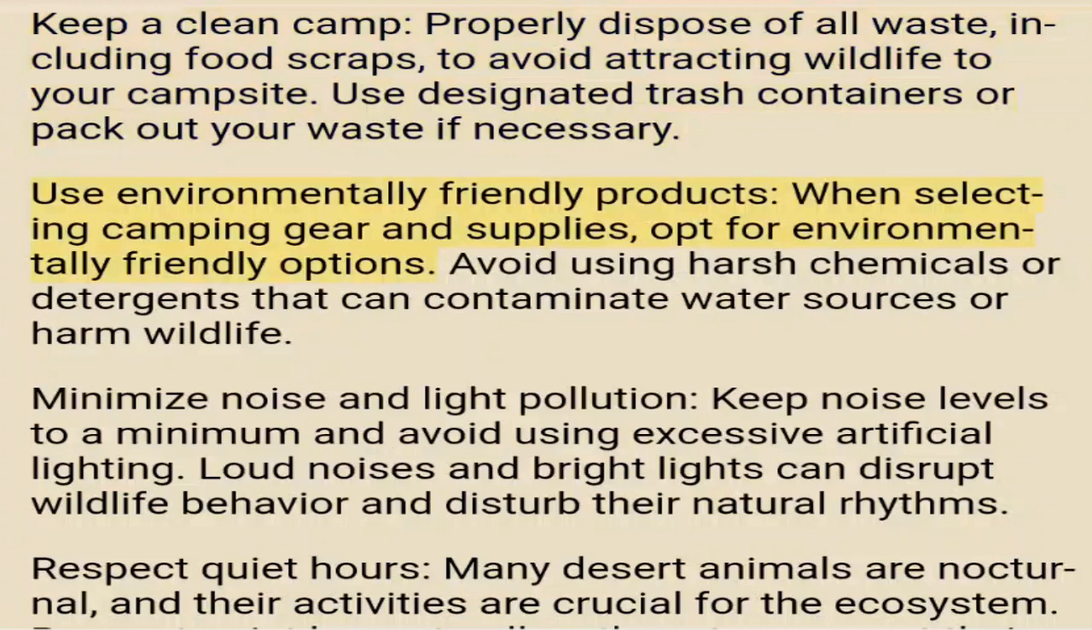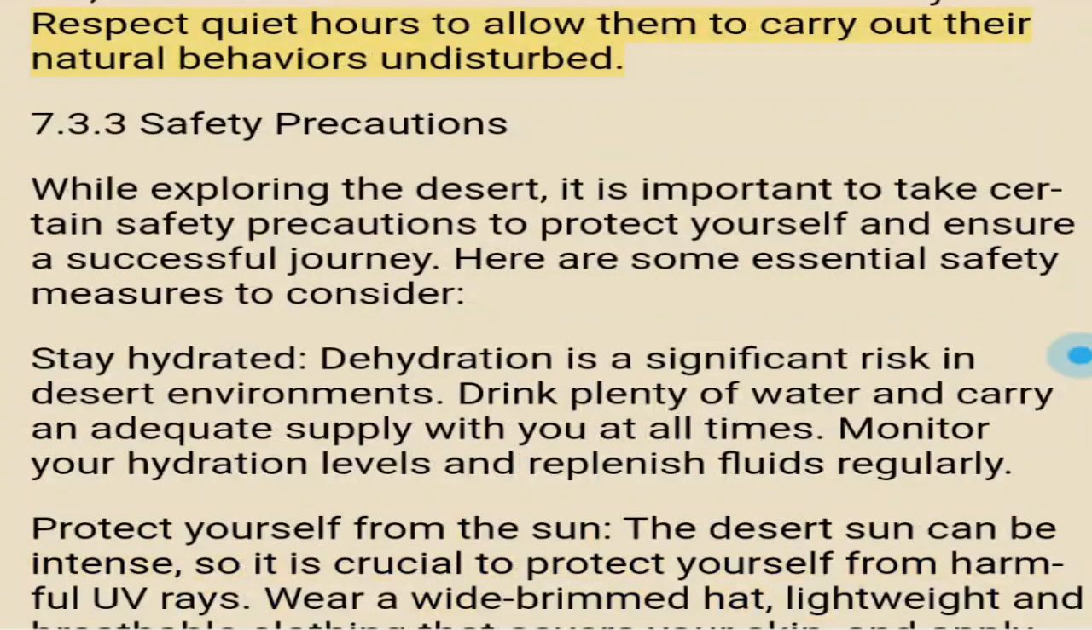Use environmentally friendly products. When selecting camping gear and supplies, opt for environmentally friendly options. Avoid using harsh chemicals or detergents that can contaminate water sources or harm wildlife. Minimize noise and light pollution. Keep noise levels to a minimum and avoid using excessive artificial lighting. Loud noises and bright lights can disrupt wildlife behavior and disturb their natural rhythms. Respect quiet hours. Many desert animals are nocturnal, and their activities are crucial for the ecosystem. Respect quiet hours to allow them to carry out their natural behaviors undisturbed.